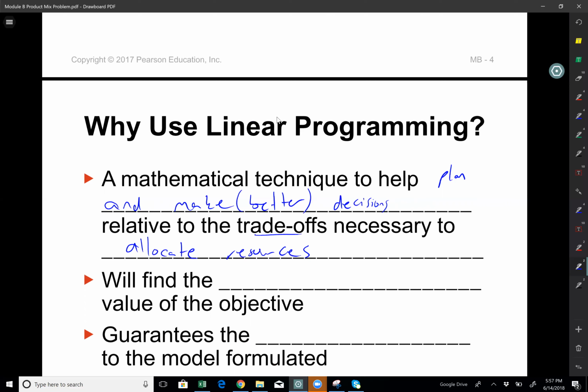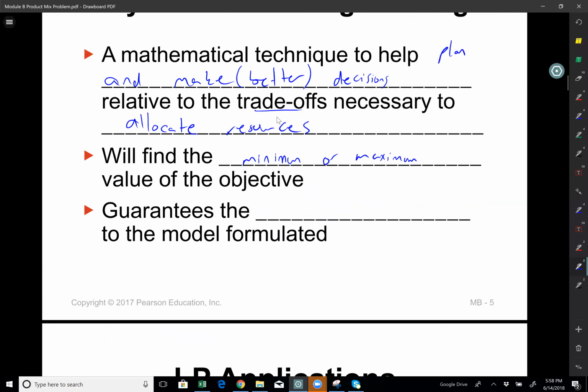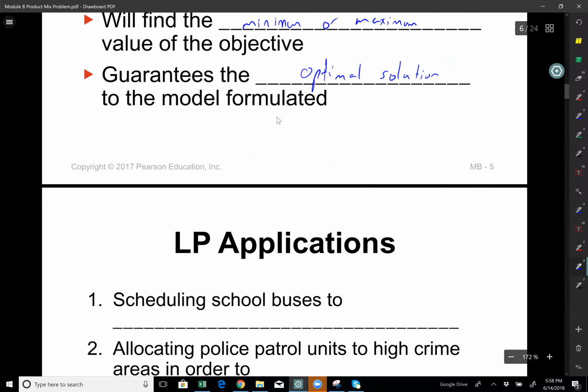So we will find the minimum or the maximum value of the objective. That's our goal. What's the objective? Either minimize something bad or maximize good things. And linear programming guarantees the optimal, or the best, solution.